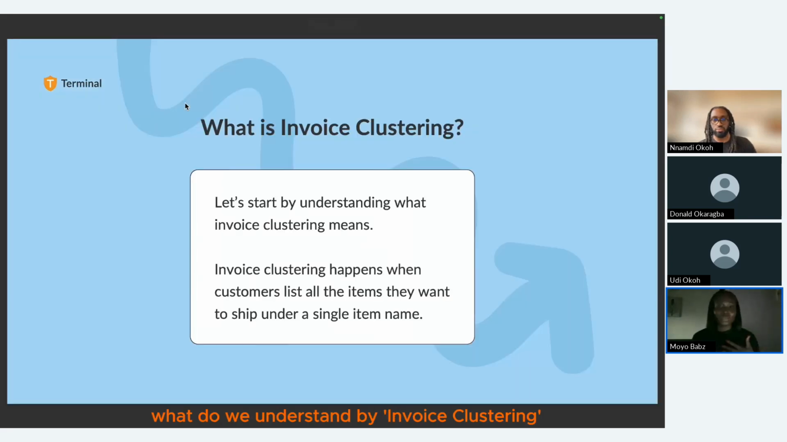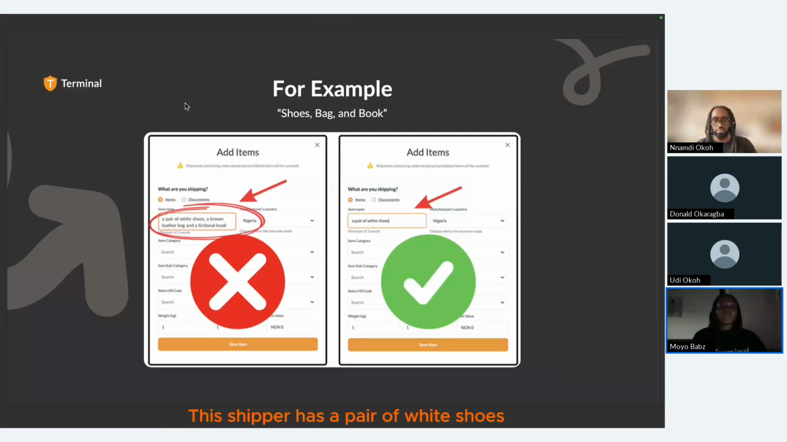Before I break it down, what do we understand by invoice clustering? I'll show an example. When a customer books a package and you include all the items in your package under one single HS code, that is what invoice clustering is. This is an example. This shipper has a pair of white shoes, a brown leather bag, and a fictional book in one box. This shipper proceeds to book everything under one single HS code. This looks convenient and easy and straightforward, but this has been causing a lot of delays with your packages.